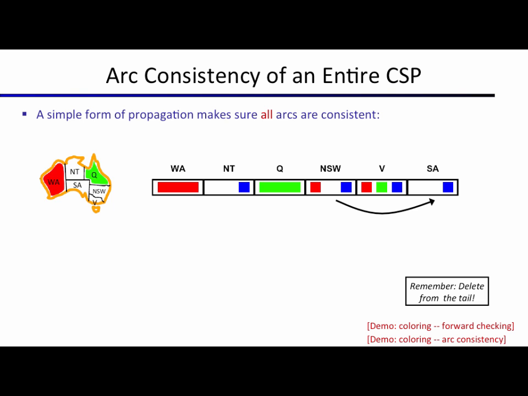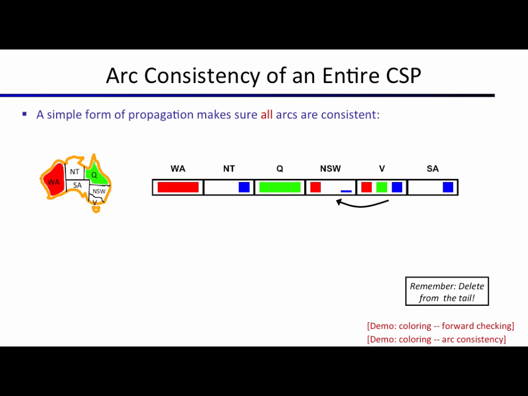No. Here we start to be in trouble because if I assign blue, then all of a sudden there's nothing I can do at the head, okay? So we have to remove blue to make this arc consistent. All right, so remember, we remove from the tail, we remove the values that get us in trouble.